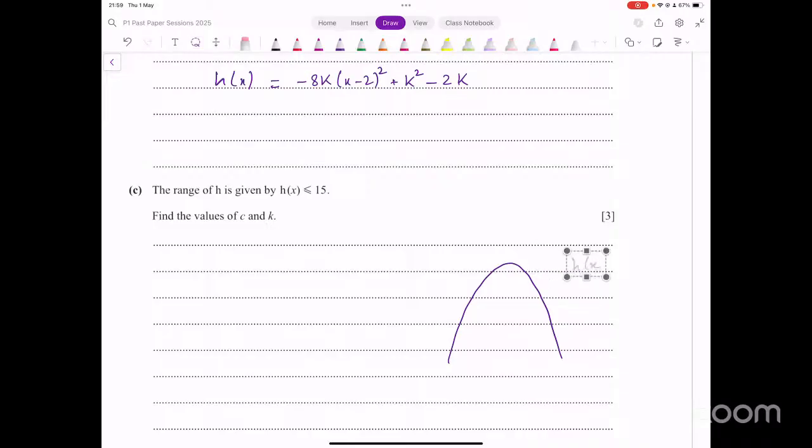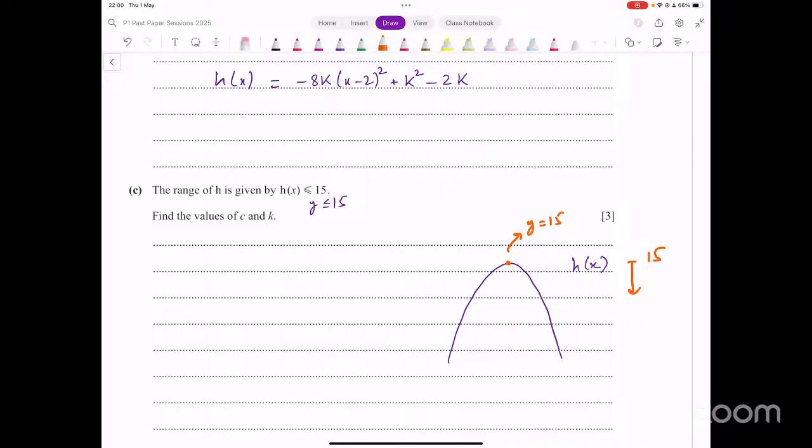Now they're saying the range of this function is h of x less than or equal to 15. That means y less than or equal to 15. So what does that tell you about the turning point of this function? This turning point is supposed to have a y coordinate of 15. Range means y values, its maximum value is 15. That's what they're telling us. So the y coordinate at the turning point should be equal to 15.